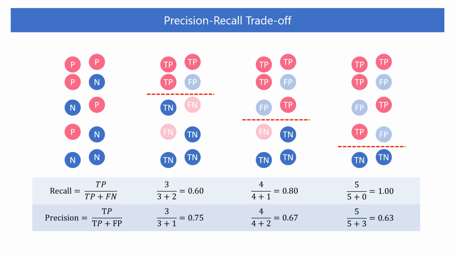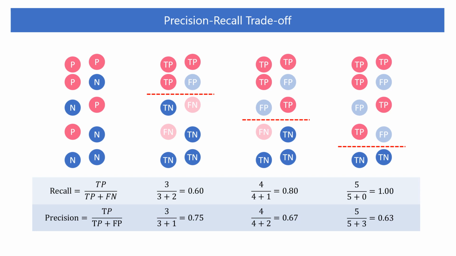Let's move the boundary downward further. The model is now further likely to classify each case as positive. Positive cases are no longer missed, and thus recall reaches 100%. On the other hand, the number of false positives also increased, and thus precision decreased further. Therefore, as recall increases, precision decreases. Looking at this figure from right to left, we can say that as precision increases, recall decreases.